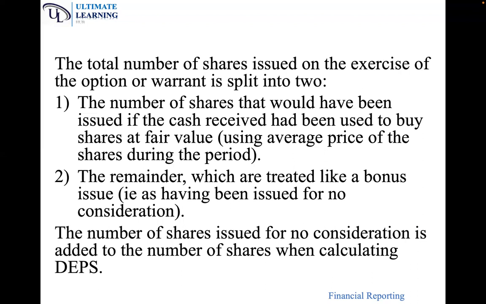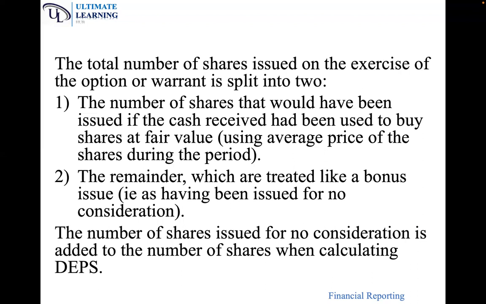So you will only exercise if it's beneficial to take advantage of the option you are given. When do you take advantage of the option? If the current market price of the share is higher than the exercise price or the option price. So point number one is very important: the number of shares that would have been issued if the cash received had been used to buy shares at fair value. And number two, the remainder, which are treated like a bonus issue.